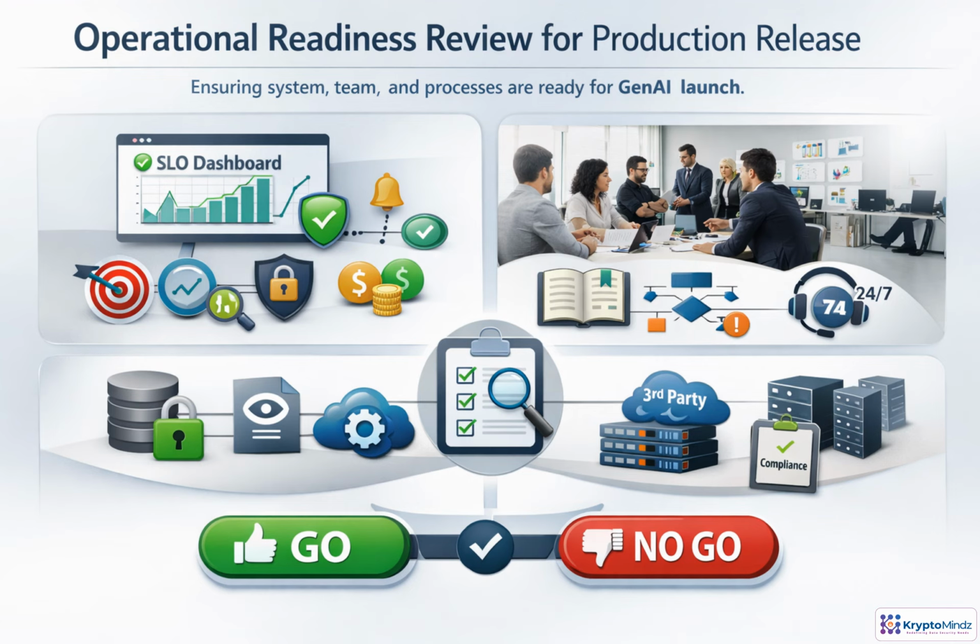Before a GenAI system goes live, run an operational readiness review as a forcing function. It asks one question: are we truly ready to operate this in production? Evidence should cover reliability targets, dashboards, alerts, evaluation baselines, security controls, privacy, cost limits, and provider dependencies. It should also cover the human side: runbooks, escalation paths, incident owners, on-call coverage, support handoffs, and rollback plans. The result is not a vague confidence level. It is a clear go or no-go decision based on documented readiness, not optimism.